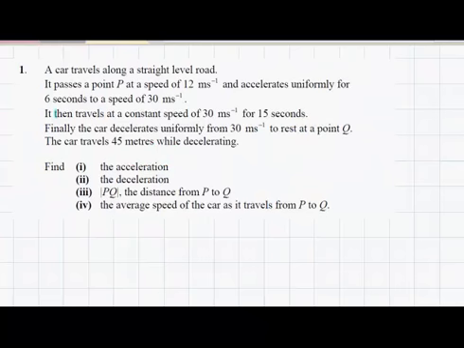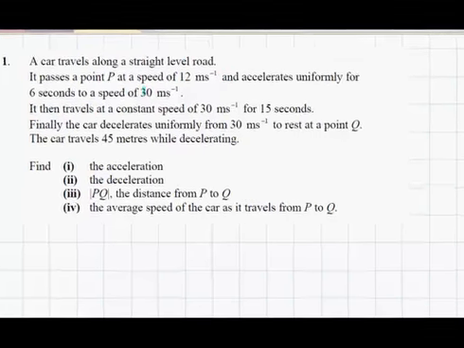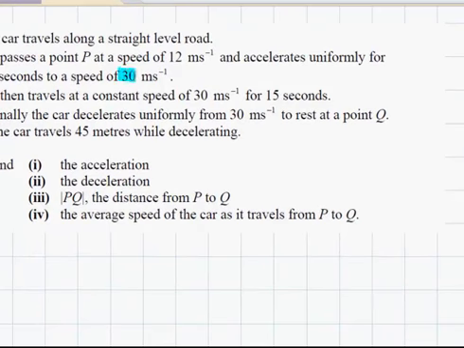So that's it. Okay, here is the 2010 question 1 from the ordinary level paper. A car travels along a straight level road. It passes point P at a speed of 12 meters per second and accelerates uniformly for 6 seconds to a speed of 30 meters per second. I'm just going to highlight the information that we've got.